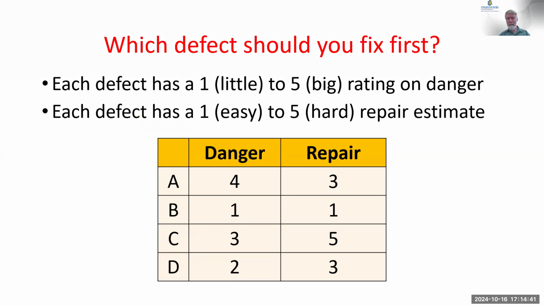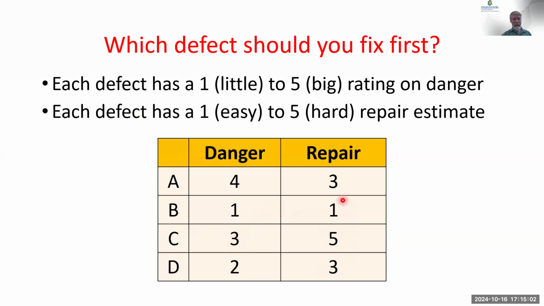Yes, I like A. I like A because, well, first of all, let's sort them by repair effort or sort them by danger. A is the most dangerous one. Sort them by repair effort: well, B is the easiest to repair, but that doesn't buy you much if you repair that one.